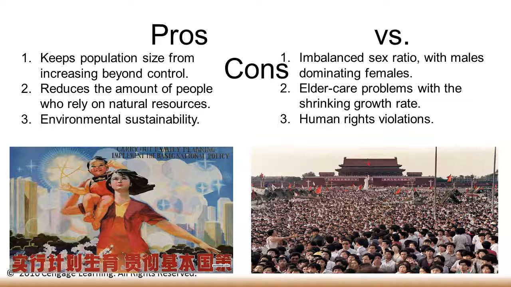The cons are that an imbalanced sex ratio resulted, with more men than women. They're falling into problems with taking care of elderly people now. With the decreased population growth rate, they have a smaller young population and a larger older population, as well as there's concern for human rights violations in regards to whether or not people were forced to have abortions.